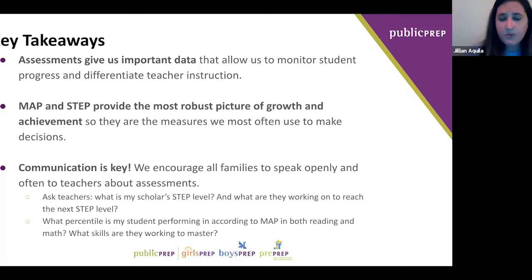STEP and math are both aligned with the New York State test, so we can use those as indicators of success and mastery to predict a student's success on the state test.